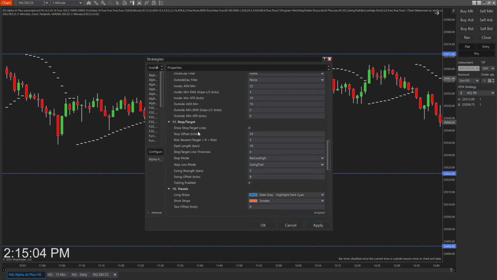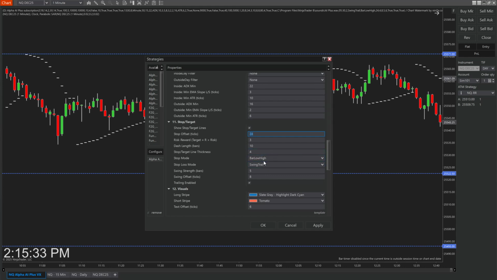And then we have the stop target. The stop target here, if you uncheck this, it's not going to show the lines. When you check the stop target lines, it will show you the stop target lines on the setting you add here. And then we have the stop offset. The stop offset is going to be 24 ticks in this template. It's going to be whatever you choose in your stop mode. I will show you what stop mode is. It will be above or below it.